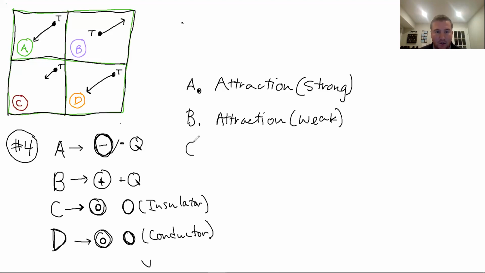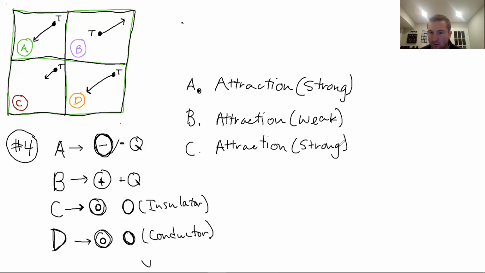Part C, we want to know the nature of the force between A and D. So if we look at A and D, we have a charged particle, negatively charged, and a neutral conductor. Because it's neutral, we'll get attraction again, right? And then because it's a conductor, it's going to be strong.